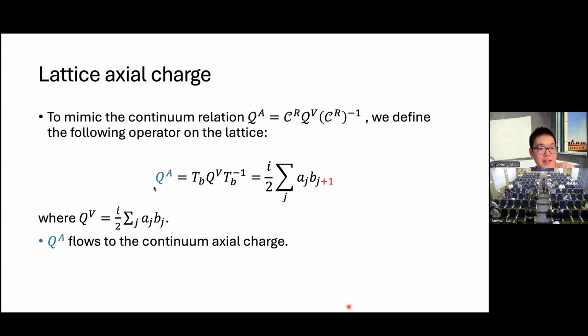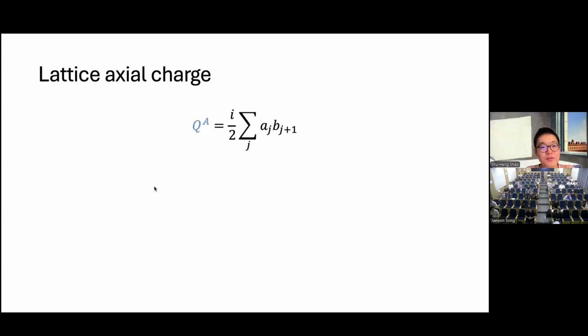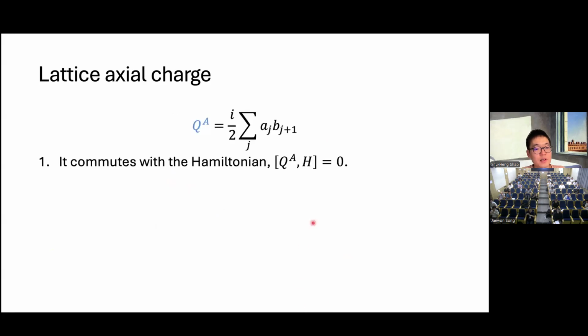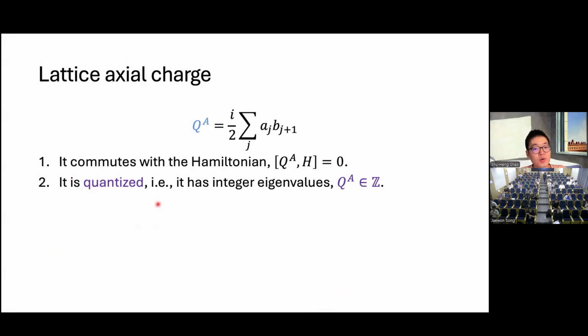All right. But before I tell you the bad news, let me first tell you the good news. Since QA is defined as this product, and since TB and QB are both conserved quantities, QA is also a conserved quantity. So it commutes with the Hamiltonian. It's a symmetry. Second, it is quantized. The reason is because QA is related to QB by unitary transformation, and unitary transformation doesn't change the eigenvalues, and therefore it also has integer eigenvalues. And that's why I give you a compact U1 global symmetry.